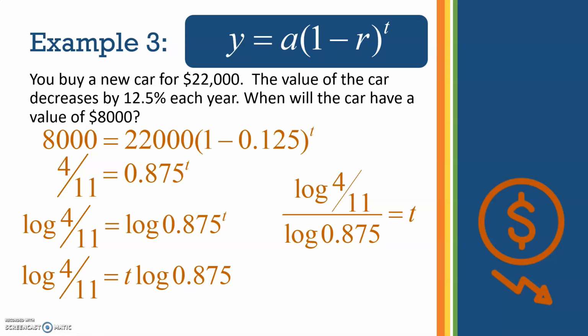Be careful putting this into the calculator. You need to pay attention to parentheses and things like that. But we would yield 7.58 years. It will take that long before the car has lost a considerable amount of value. From $22,000 to $8,000 only takes 7.5 years.